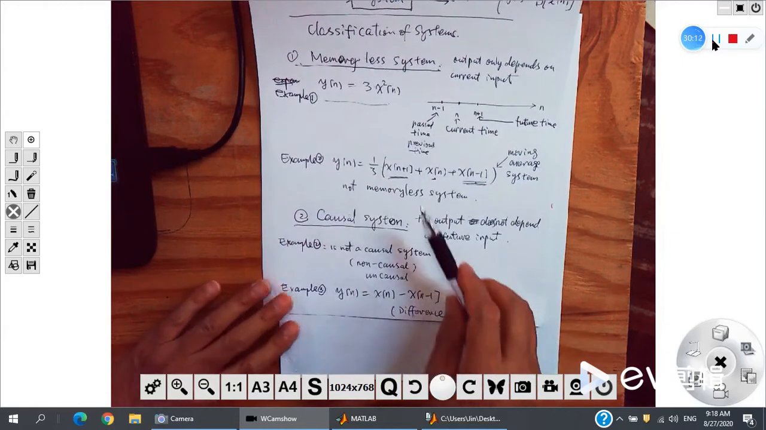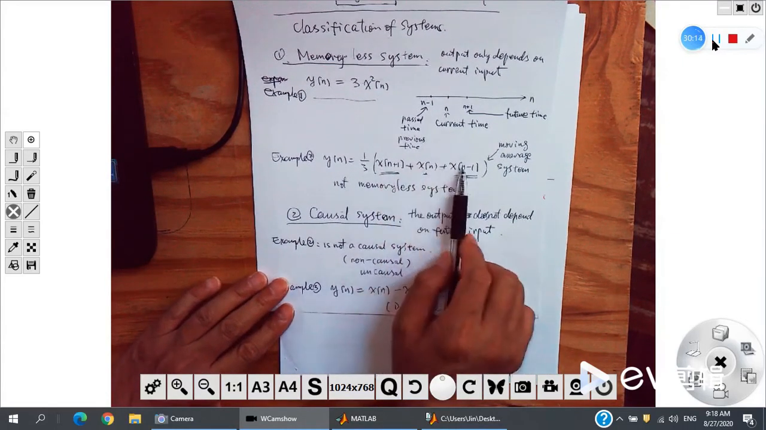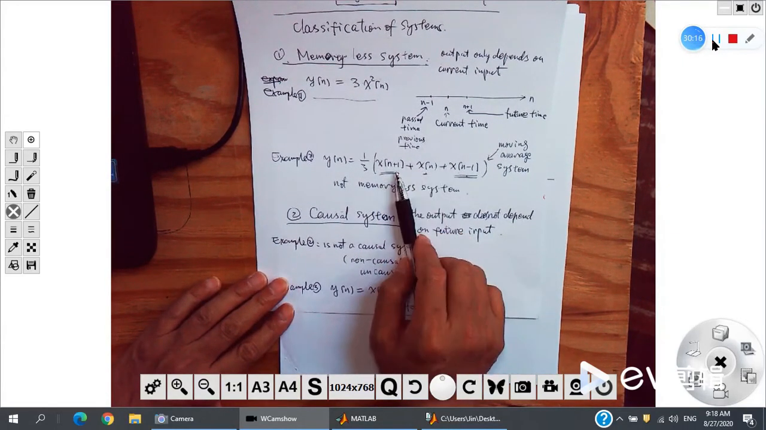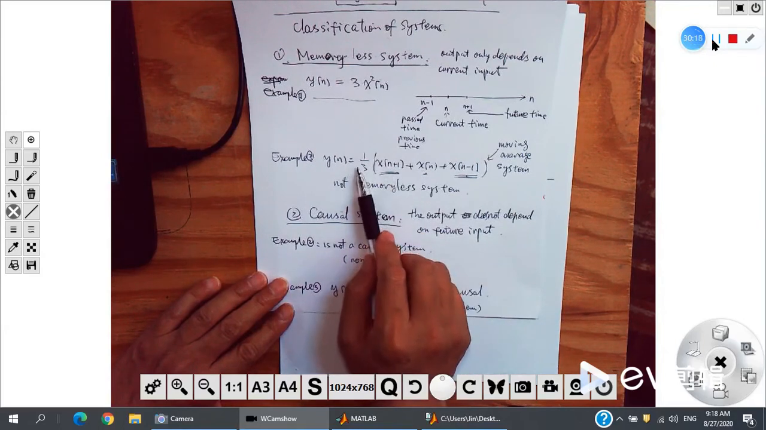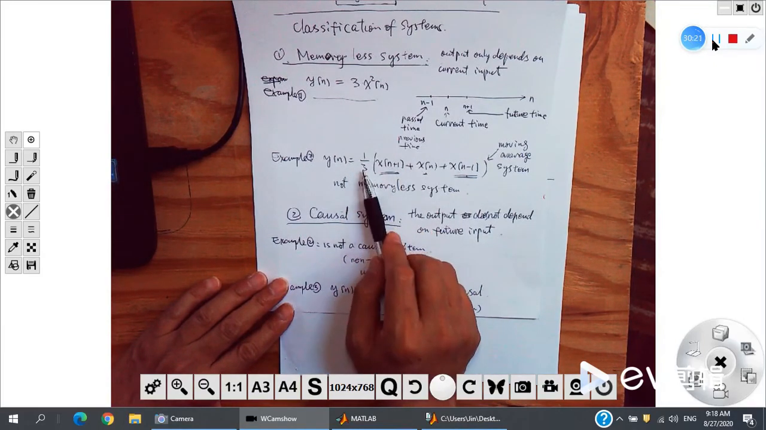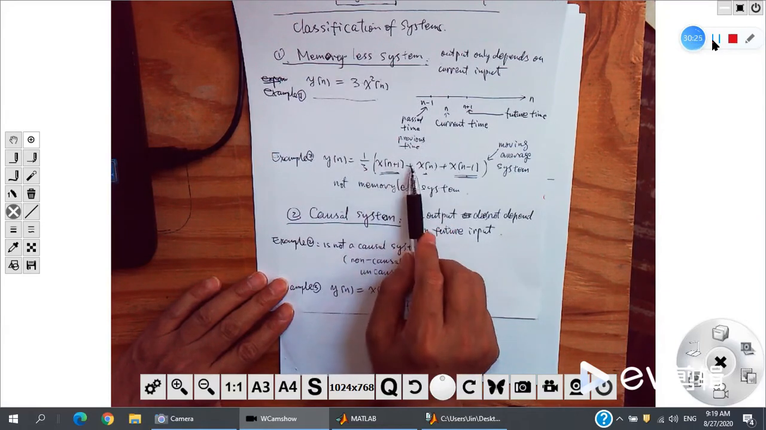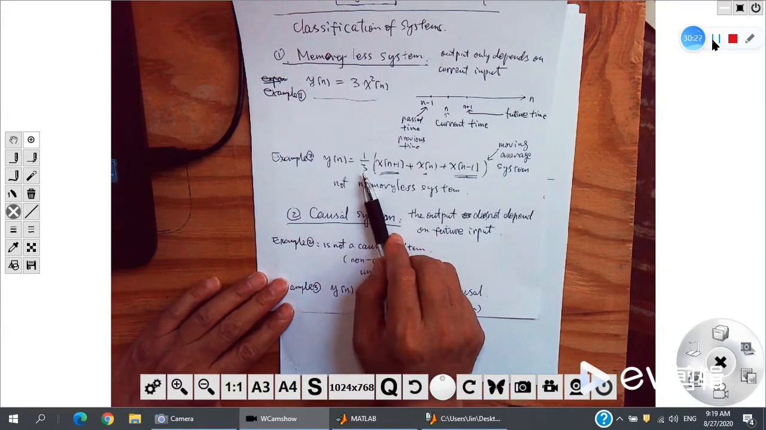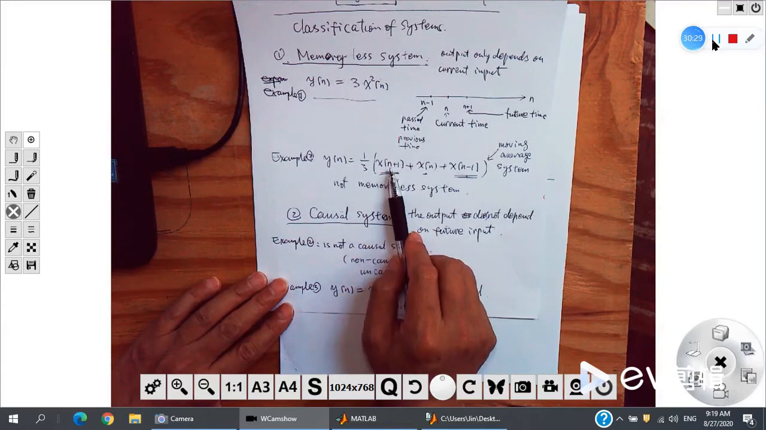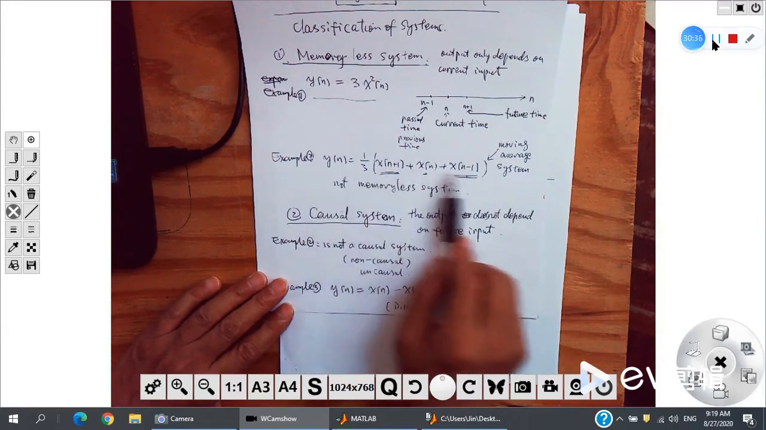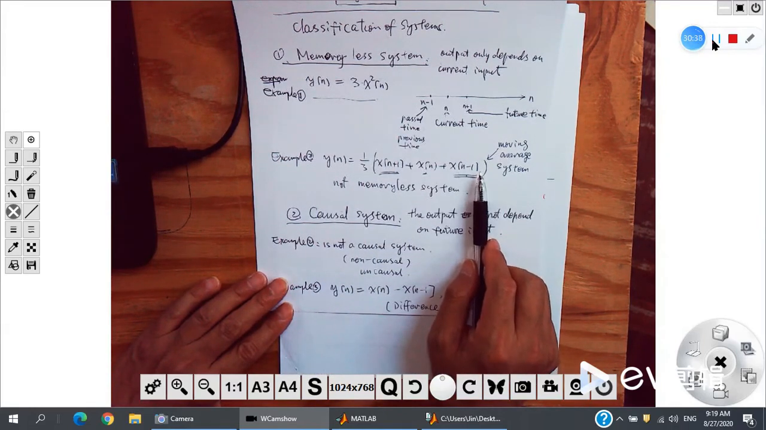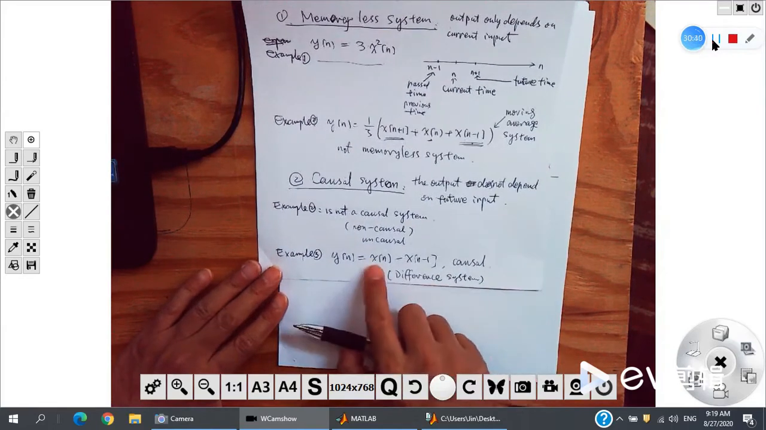And this one is also similar. You have 3 values of input and do summation and divide by 3. So this operation, summation and divide by 3, won't change no matter what n is. So you shift n or do not shift n, it doesn't matter. The output always looks like this. So this is also time invariant. And similarly, this is also time invariant.